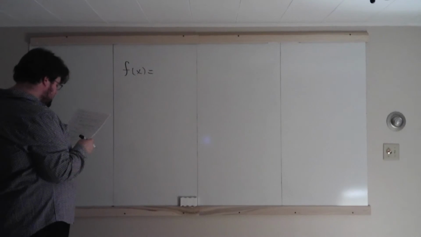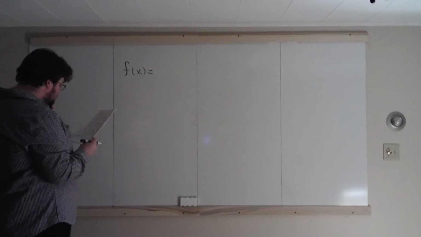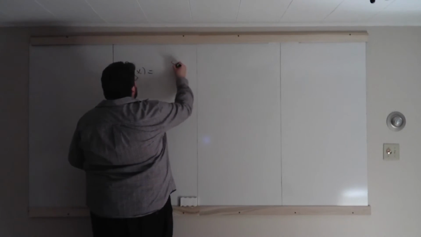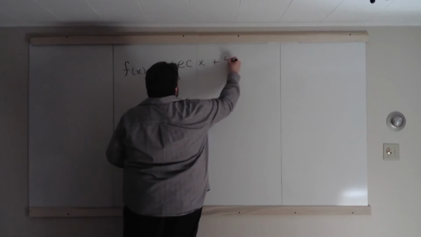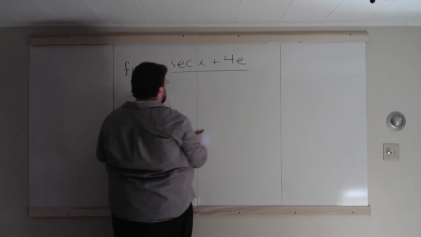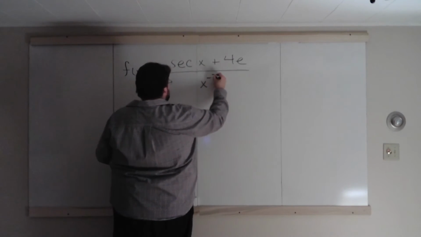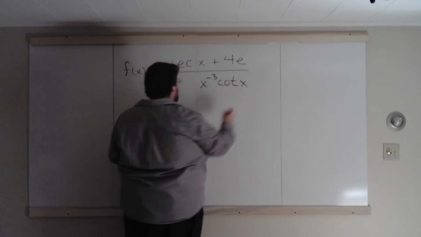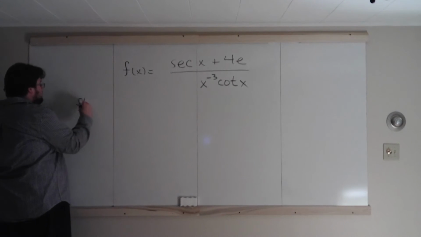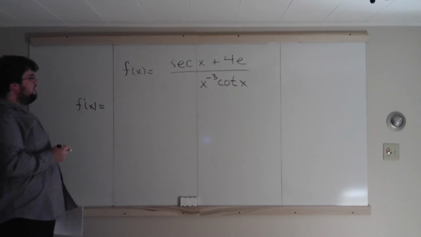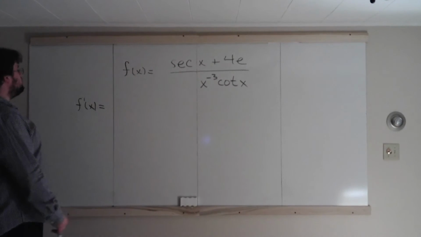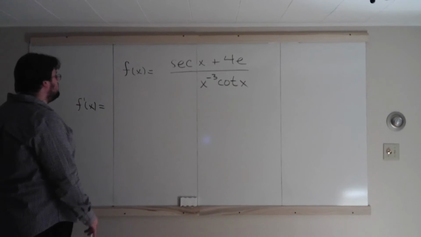Let's do another. This one probably won't fit on the board, so let's change it a little. This one. Secant x plus 4e all over x to the negative third cotangent of x. Well, that's a lot of math symbols, but what is it? It is a quotient. So to do its derivative, we will use the quotient rule.